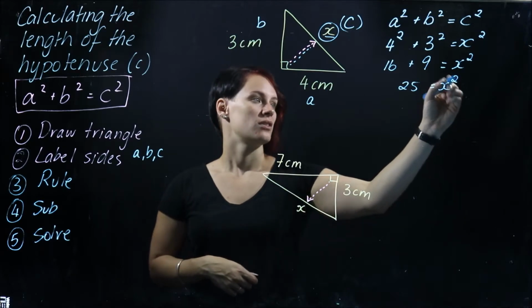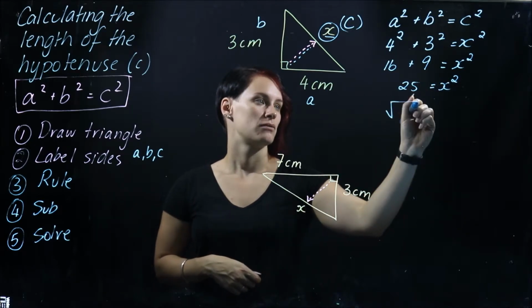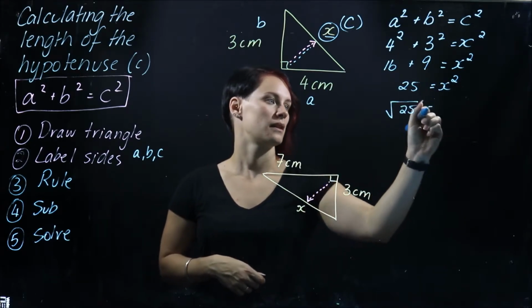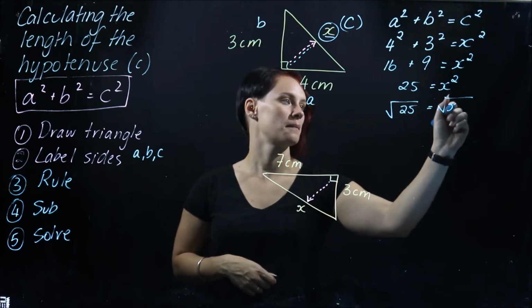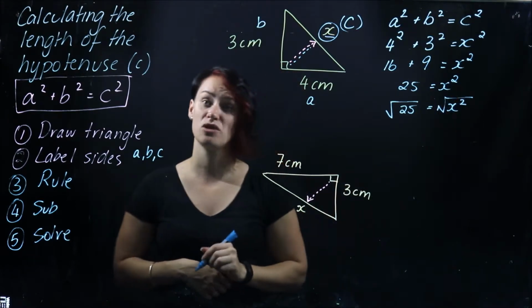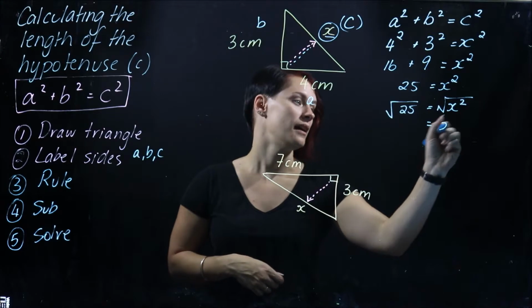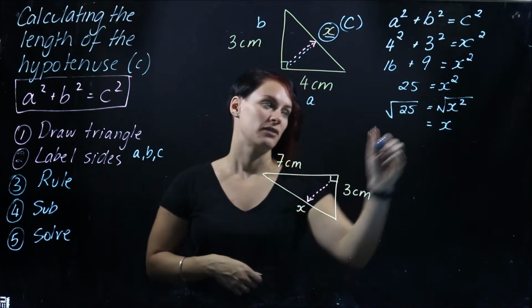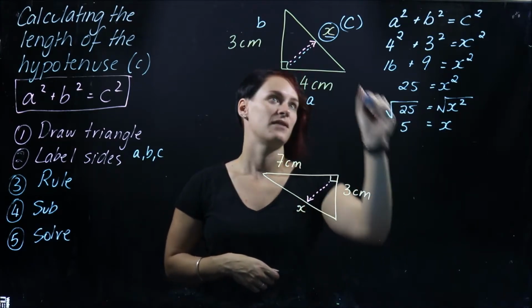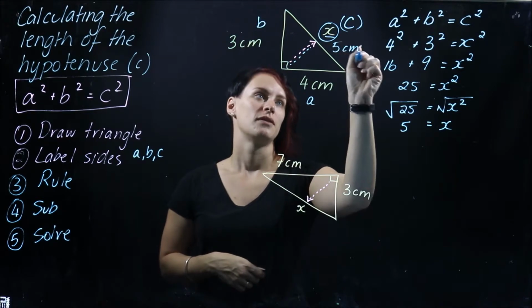The only way to reverse a squared is to use our square root sign, okay? Remembering that that is the opposite of squaring something. So if we square root the x squared, we end up with x, and the square root of 25 is 5. So that means our x value is actually 5 centimeters.